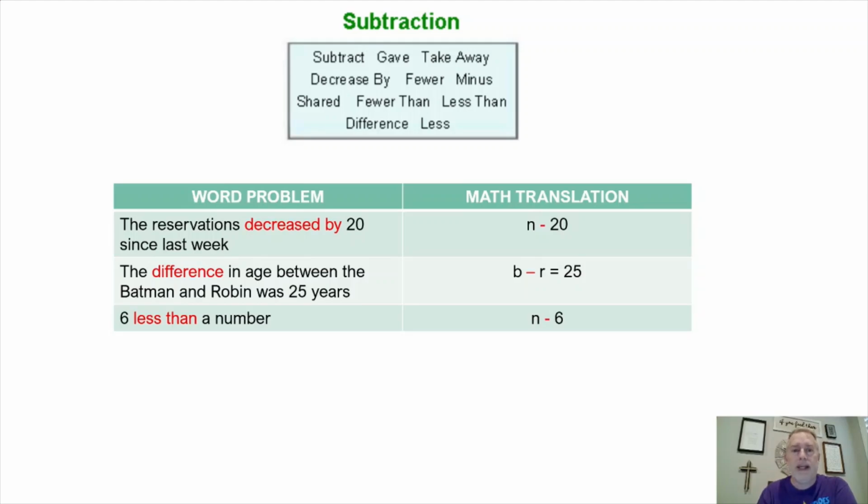The difference in age between Batman and Robin was 25 years. Difference, that means we subtract. So we take Batman minus Robin, B minus R is equal to 25. Six less than a number. Be careful. Less than and less get confusing sometimes. But if we're saying 6 less than a number, we need to start with the number and subtract 6. Okay? So those are some key words when we're doing subtraction.